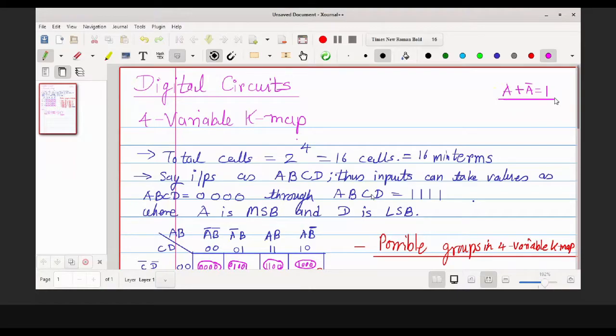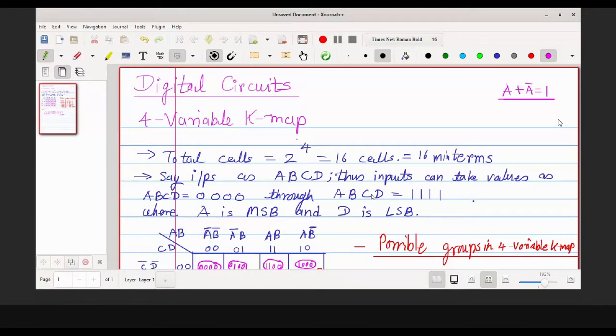Okay. So in four variable also, the rule A + A bar = 1 follows. And we need to remember from yesterday that for diagonal elements, we cannot form the groups. We can form the groups from horizontally adjacent cells or vertically adjacent cells. Diagonal cells we cannot group because there is a two variable change. So if there are two logic ones available in diagonal cells, then we cannot form their group, because there are two variable changes.